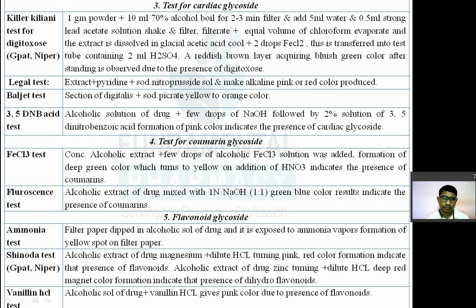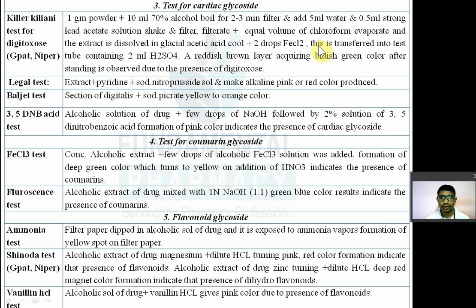Now first we'll see the Keller-Kiliani test. In that you have to take 1 gram of powder in a test tube and add 10 ml of 70% alcohol. Then boil the solution for 2-3 minutes and filter it. Then add 5 ml of water and 0.5 ml of strong lead acetate solution and shake the solution. Filter it, and to the filtrate add an equal volume of chloroform and extract. The evaporated extract is dissolved in glacial acetic acid.